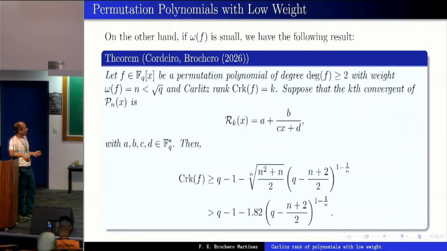Then we can obtain a lower bound for the Carlitz rank. Essentially it is q minus 1 minus a constant, and here we had this exponent that is less than 1. This bound is very good when n is small, but when n is close to the square root, it is not very good.